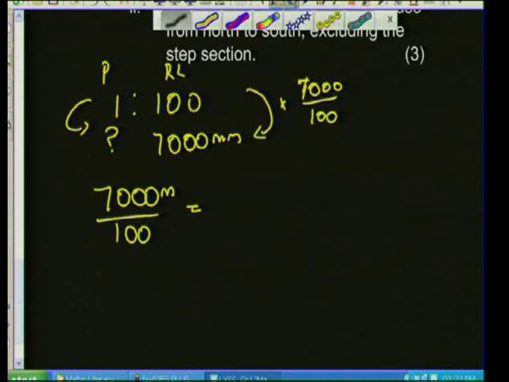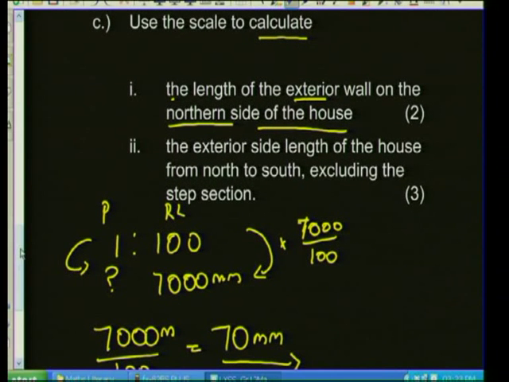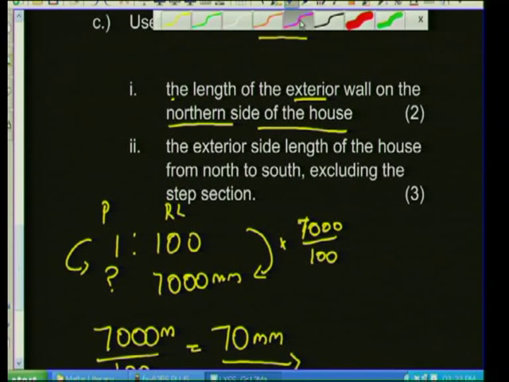So on our plan, her house is 70 millimeters, and remember that's important. So that is the length of the house on the plan, 70 millimeters. Right, let's do the next question, and let's change colors because it all seems to be too close.